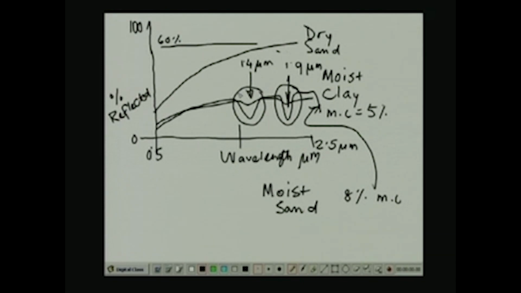Now, if we do not consider the absorption, the reflectance characteristics beyond 1.2 micrometer, greater than 1.2 micrometer, we will not be able to distinguish whether we are looking at moist clay or moist sand in most cases. Now, you can realize the importance then of covering a large range of wavelengths in the remote sensing technique in order to distinguish between different types of geologic materials.